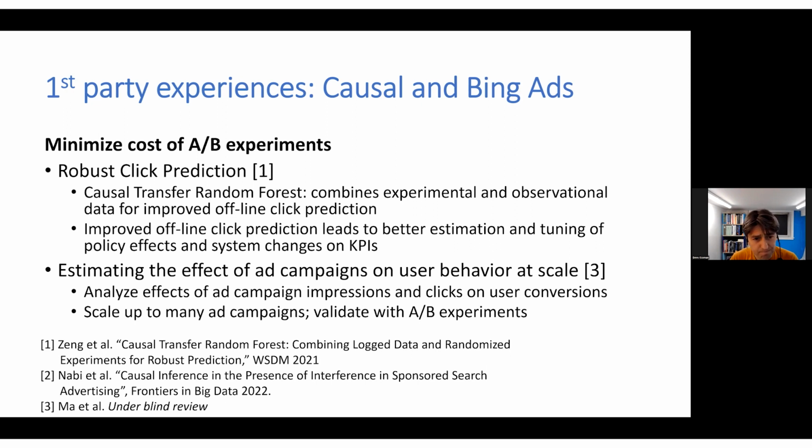We've been transitioning the back end of our modeling here towards more causal approaches. One paper that we published a couple of years ago at WISDOM in 2021 is our work on robust click prediction, a new algorithm at the time, causal transfer random forest, to combine experimental and observational data to improve our offline click prediction so that we could do better estimation and tuning of system changes. More recently, we've been working on estimating the effect of ad campaigns on user behavior, on conversions at scale, and the work needed to make that real.